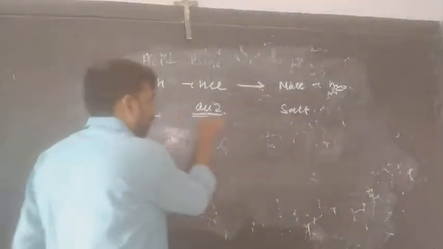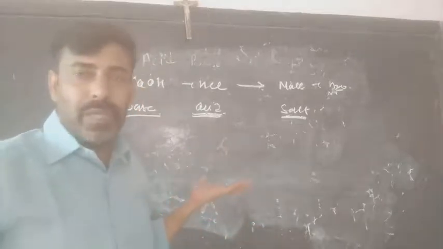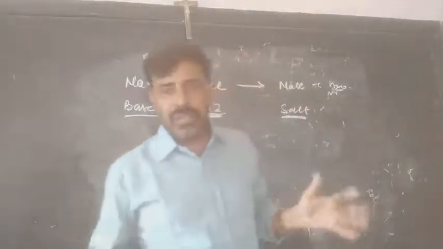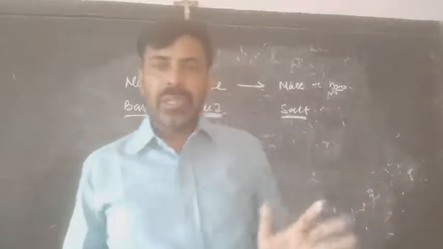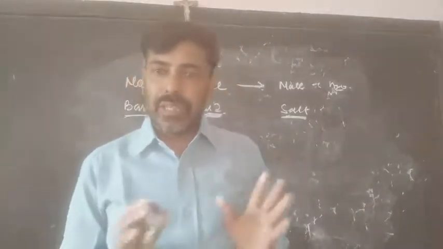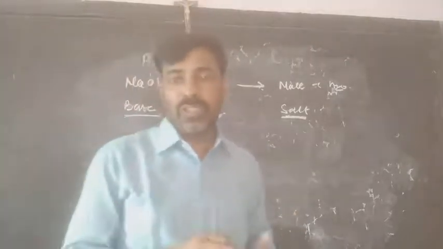This type of reaction, when a base is reacted with acid to give a salt, is called the neutralization reaction, because the acid lost their acidic property, base lost their basic property, and whatever the final product is formed, that is neutral, that is neither acidic nor basic. So you can say the reaction is considered as a neutralization reaction. It is neither the acidic product nor the basic product.